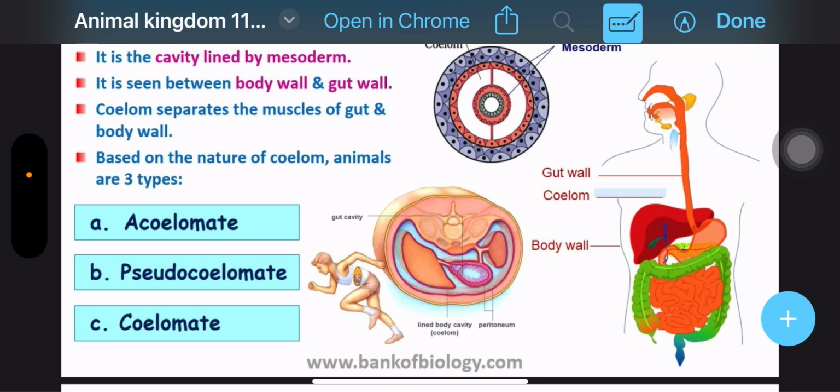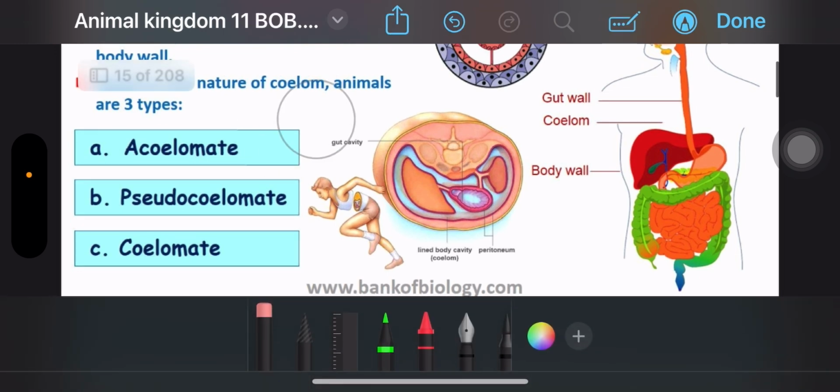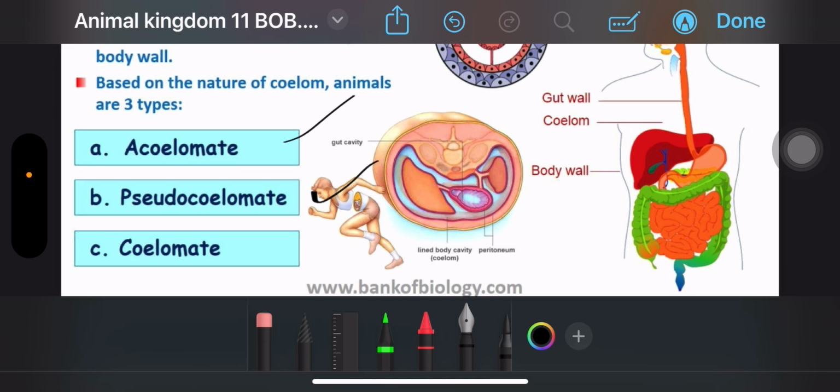Right? In the same manner it happened here also. Coelom separates the muscles of gut and body wall. Based on the nature of coelom, animals are of three kinds. One is the acoelomate, the second is the pseudocoelomate, and the third is the coelomate. Those that have a coelom are called coelomates.